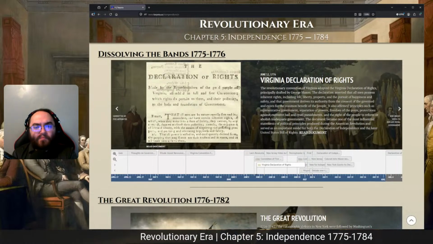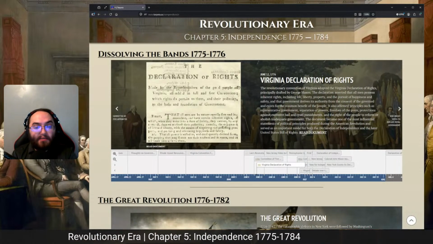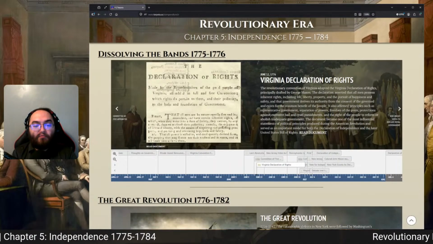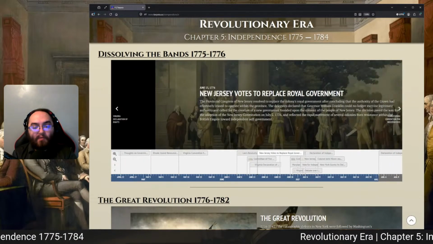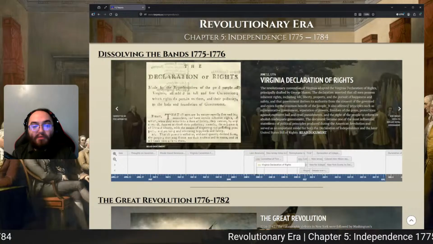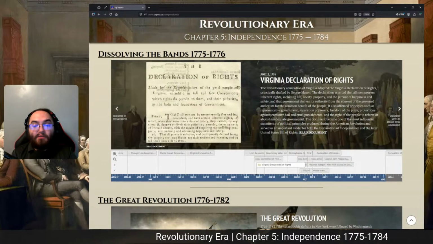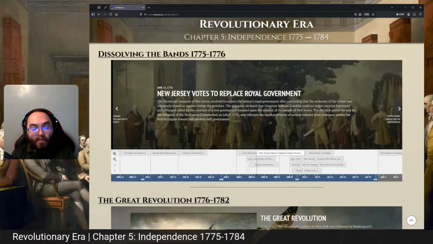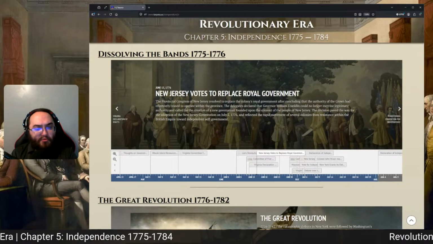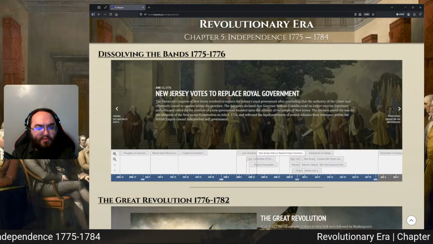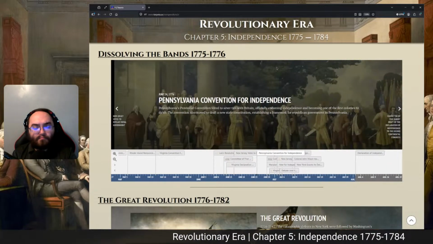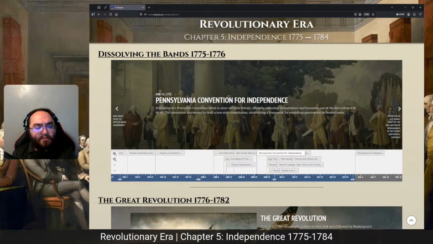During this time, on June 12th, so the next day, 1776, Virginia will pass its Declaration of Rights, which is a very, very important document. It's written by George Mason, a mentor to Thomas Jefferson. Now we have New Jersey on June 15th votes to dissolve the royal government and establish a new government.